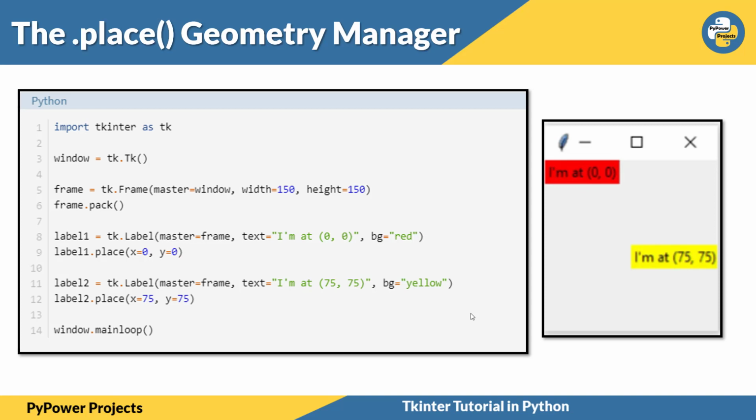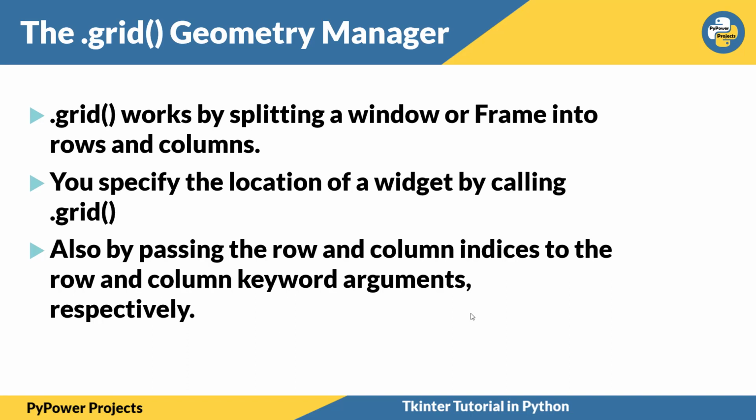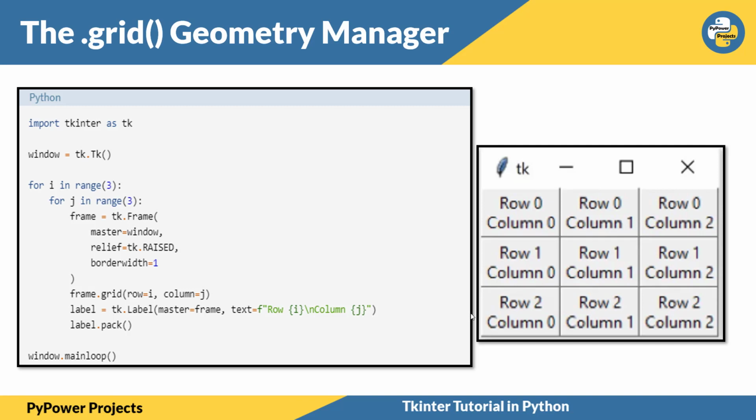So how to place certain labels at certain points. By default things are already available, but we need to manage it. So now the dot grid manager. Grid is like just what you say, a 3 cross 3 matrix. Inside a frame you need some kind of matrix or simply a division in a particular fashion. So dot grid works by splitting a window or a frame into rows and columns. You can specify the location of the widget by calling the dot grid function. So this is the dot grid. So here there is row 0, column 0.